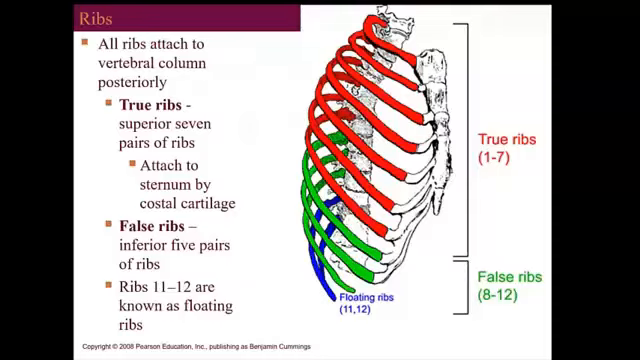Now, the ribs attach to the vertebral column posteriorly. So 12 ribs attach to the posterior of the vertebral column. And we divide them into true ribs, ribs 1 to 7, and false ribs, which is ribs 8 to 12. But under the false ribs, ribs 11 and 12 are called floating ribs. The reason they are called floating ribs is because they don't connect to the sternum anteriorly.